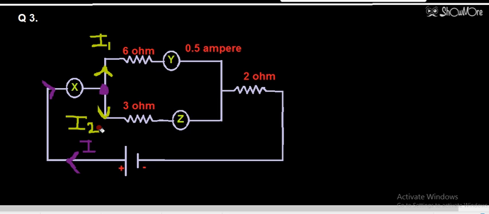Now students, you know this I1 reading is given to us. The current which is flowing in the upper portion, that reading is given to me, that is 0.5 ampere. Now which concept will you implement? Think about it. We don't know the battery voltage. How can we find the reading in Y, in Z?